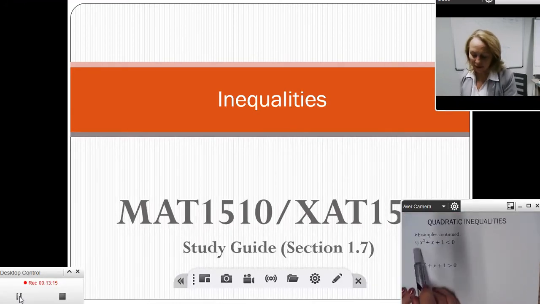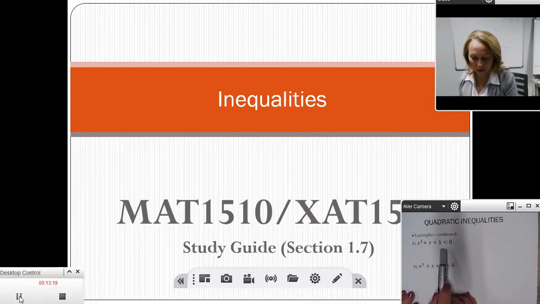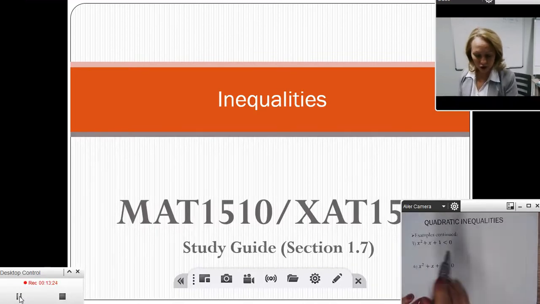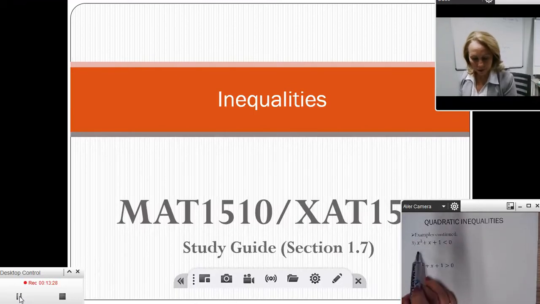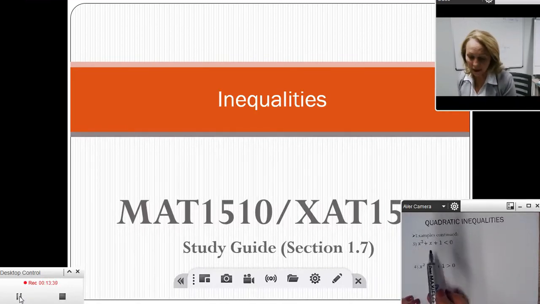Alright, now let us have a look at the inequality x squared plus x plus 1 strictly less than 0. Once again, I'm going to do this solution graphically. If you look at this quadratic, x squared plus x plus 1, you will see that we cannot factorize it into two brackets, because even if I try x plus 1 times x plus 1, the middle term would be 2x. So the middle term would not be x.